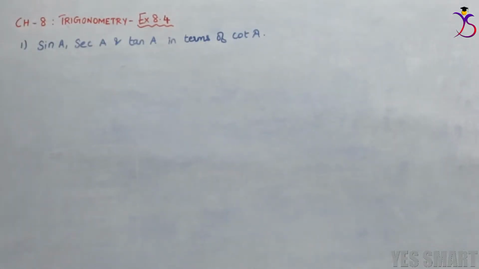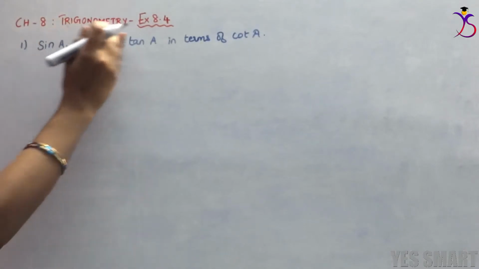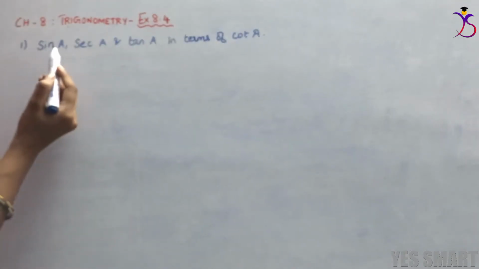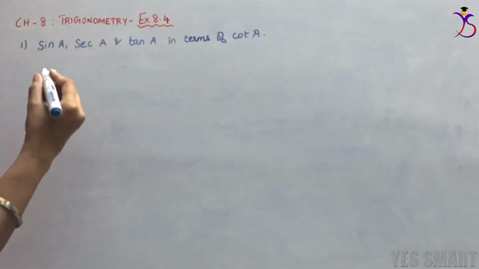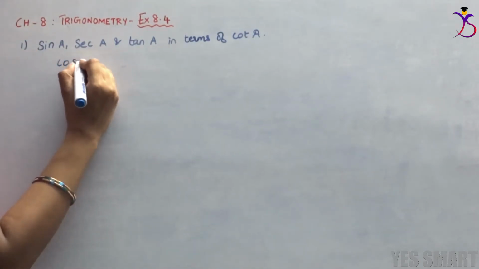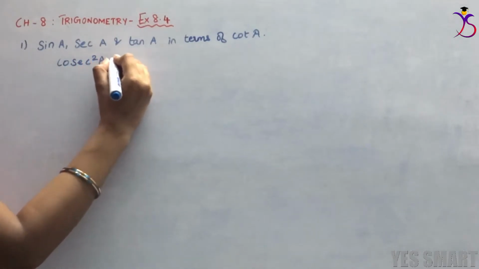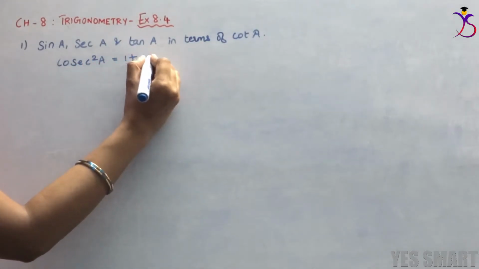In today's topic, we are going to discuss Chapter 8 Trigonometry, Exercise 8.4. In that, the first sum is to write sin A, secant A, and tan A in terms of cot A. So we are asked to write these trigonometric functions in terms of cot A. To start with, we will use a formula which we already know.